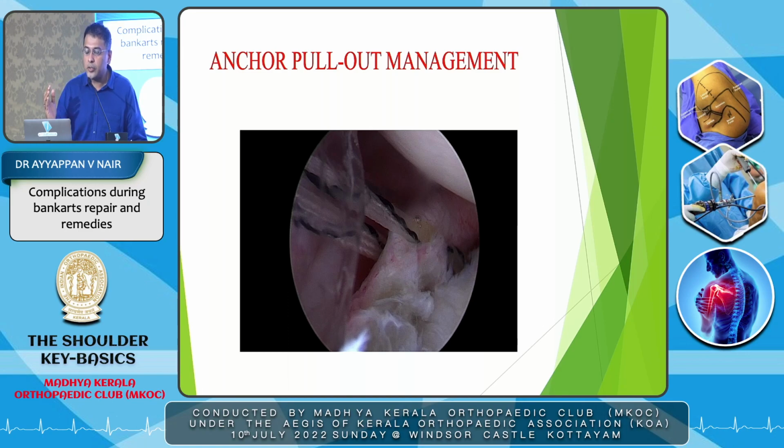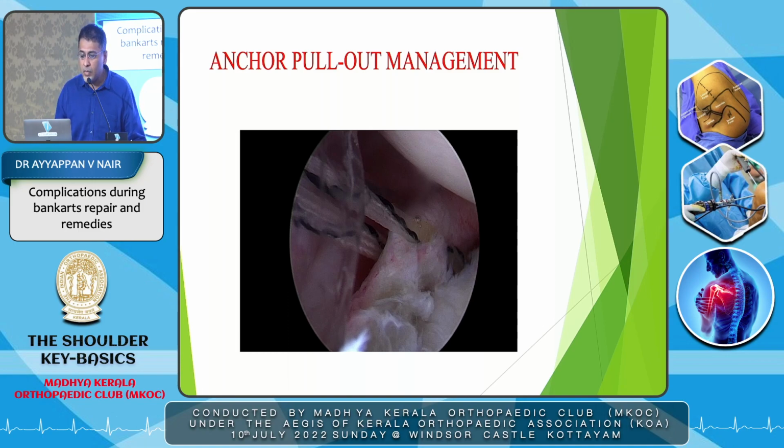So the choice of anchors, especially in intra-articular pathologies, I feel on the glenoid should always be all suture anchors, because we don't want any solid material there which can cause cartilage erosions, and the chances of infection are less if you don't have anything other than a thread. So it is always better to have all suture anchors.